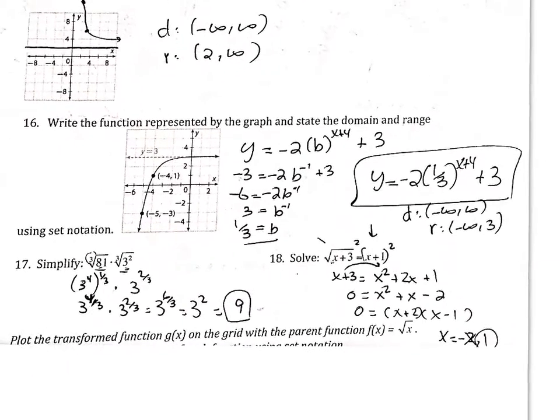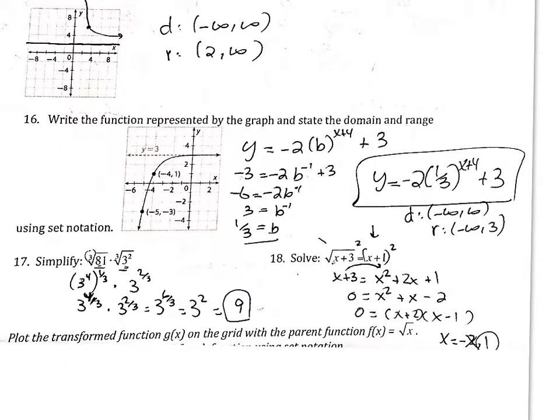16, you got to come up with the equation this time. So first of all, my asymptote's at 3, so it's got to be a plus 3 out here. My first point's 2 below it. That's where the -2 for vertical stretch came from. It's also supposed to be on the y-axis. It's actually shifted left 4, so put a plus 4.